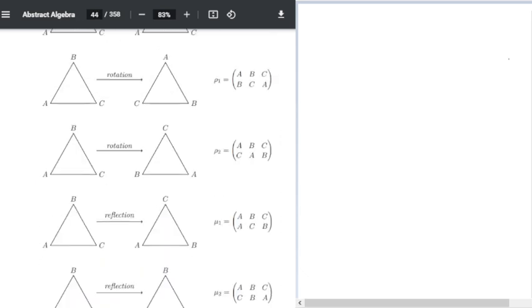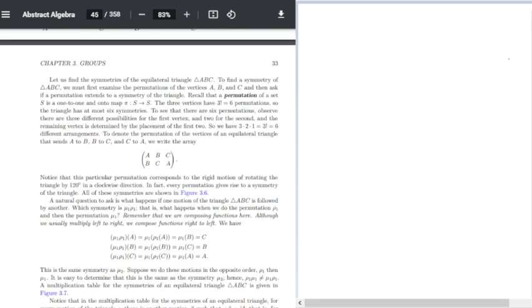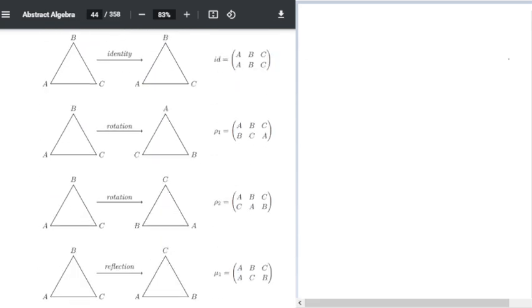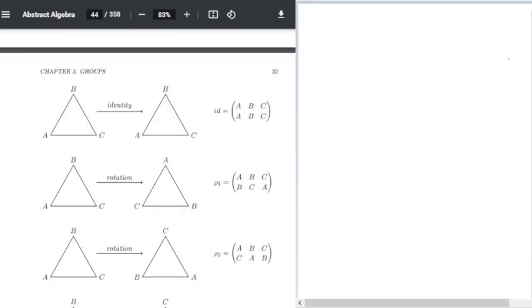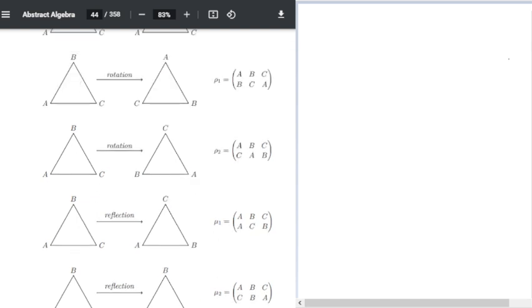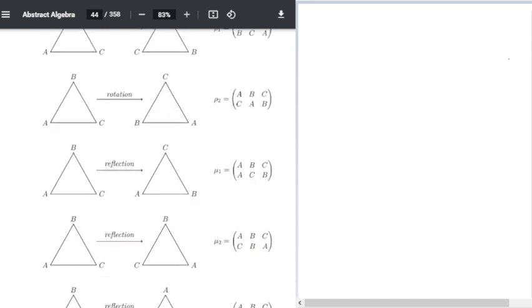Alright, this whole page above is the symmetries of a triangle, and I'm just going to say, note that all the symmetries are written in permutation form. That is going to be useful for a certain tool known as Cayley tables later, but for now you don't need to worry too much about it.